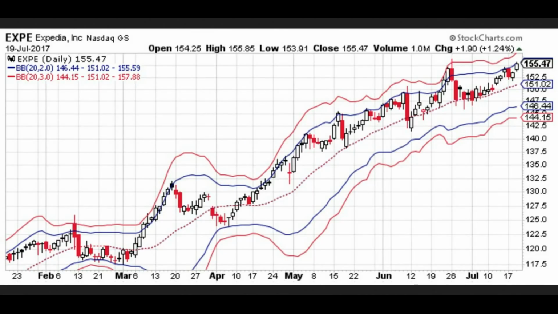Let's look at some examples. This is Expedia, and if you had bought here when it touched the lower 2 standard deviation band, you would have ended up selling here if you just stuck with the 2 standard deviation bands. But if instead you waited until it touched the 3 standard deviation upper band, which is way up here, you would have made a much bigger profit. So it's all about letting your winners run if you use this method.